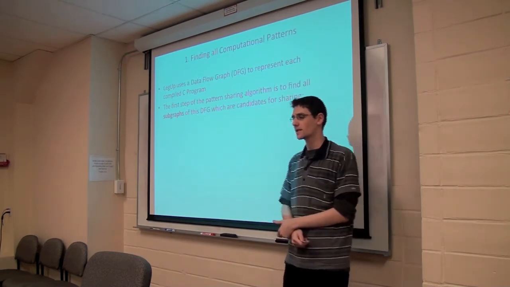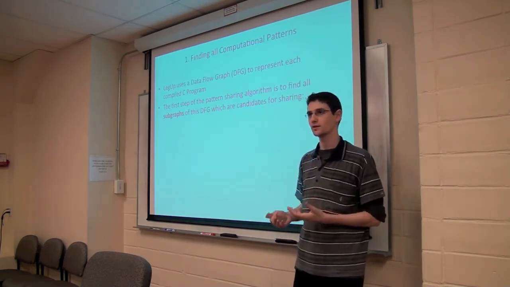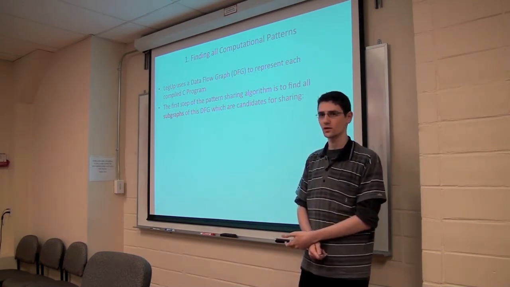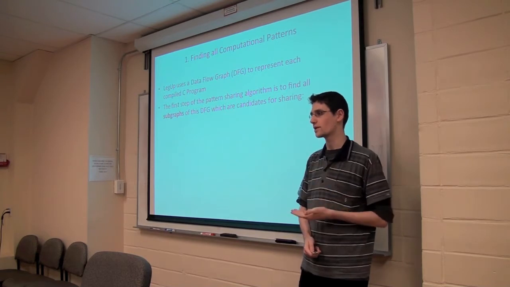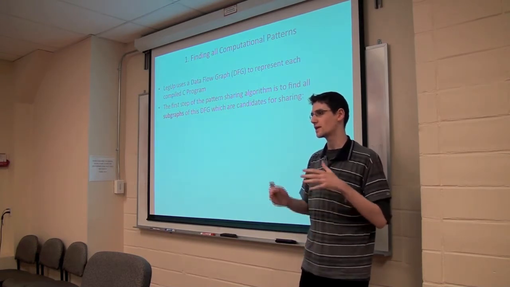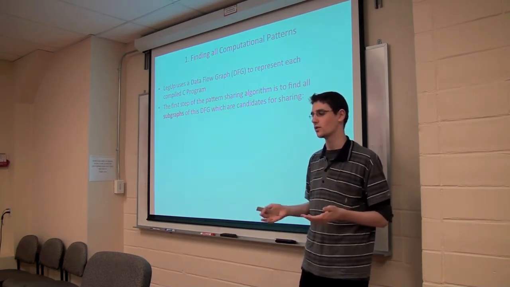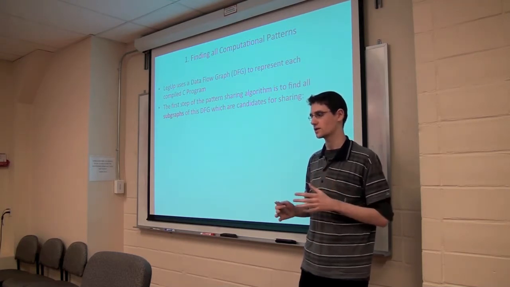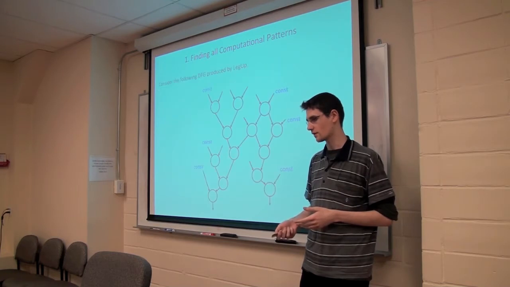So the first step in LegUp's algorithm is to find all the computational patterns that exist in a software program. LegUp has access to a data flow graph which represents a compiled C program. And so step one now is to take this data flow graph representing the entire C program and to find subgraphs within this graph or computational patterns which exist. So I'll show an animation to clarify this.